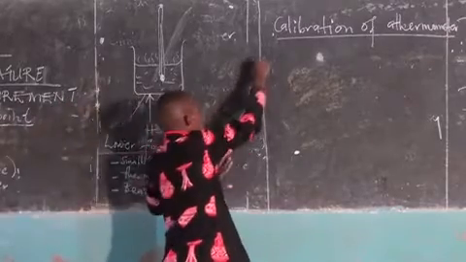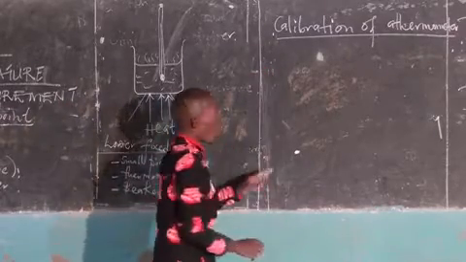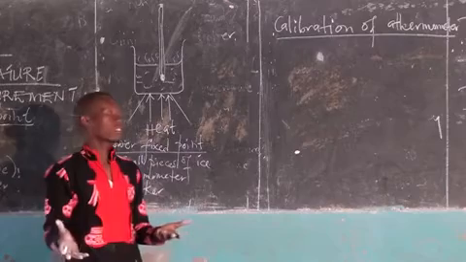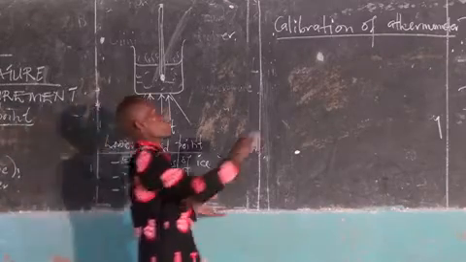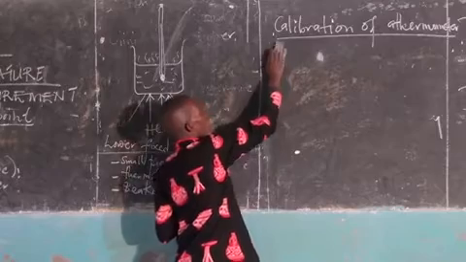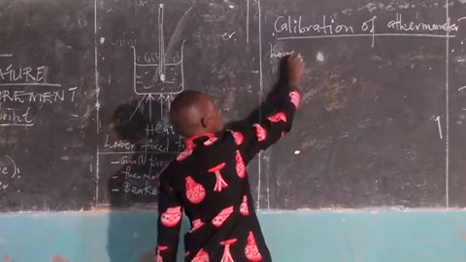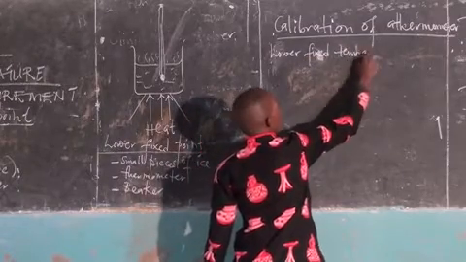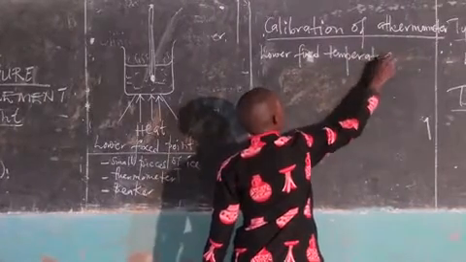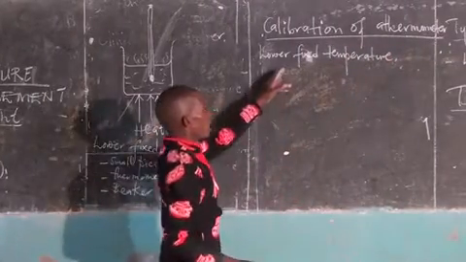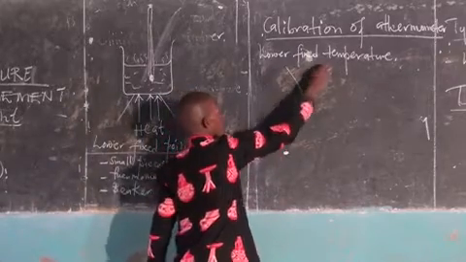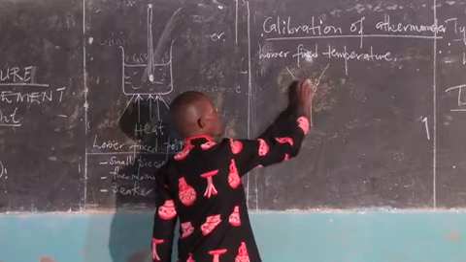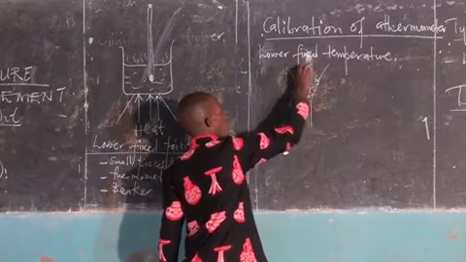That's why you need to get to know, when you make your own research, you'll find that in the calibration, we talk about the lower fixed temperature. And here, what do you have? There is a filter funnel. You pack there the ice, small pieces of ice, and you insert the thermometer.